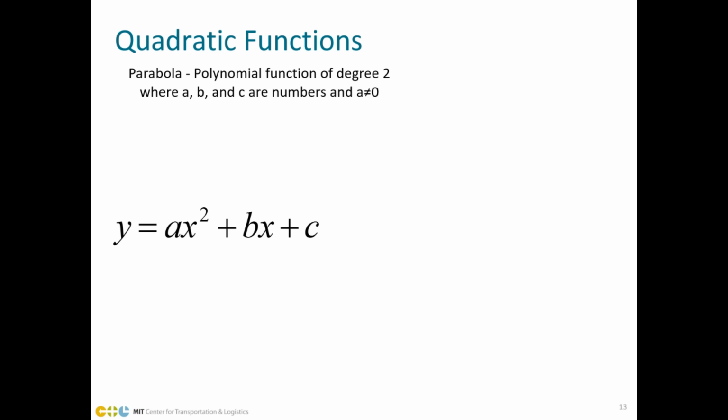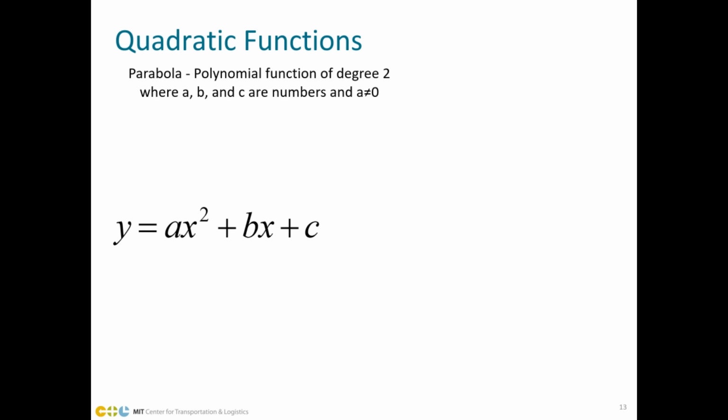In this case, a is not equal to 0. What happens if a is equal to 0 here? Well, that first term would go to 0, so we'd end up with y equals bx plus c. And this looks like our old friend, the linear function. So for this to be a quadratic, that a value cannot be 0, because then it will just default to being a linear equation.